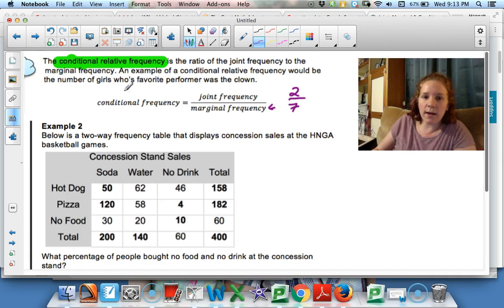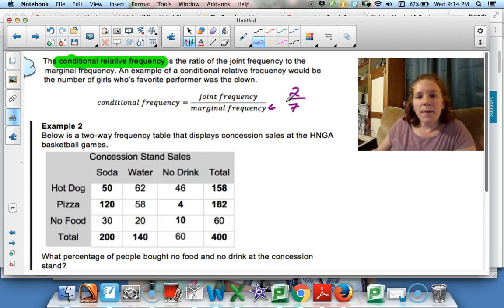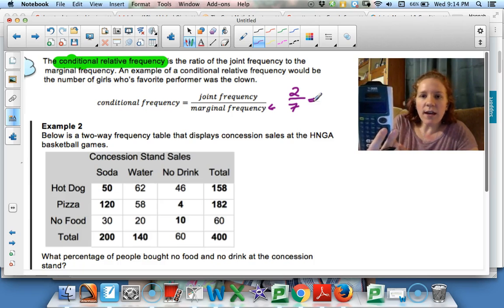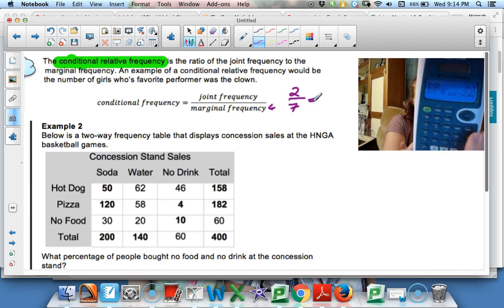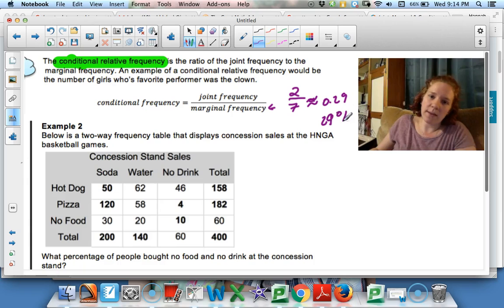So let's flip back real quick. I'm putting a joint frequency over a marginal, looking at girls who like clowns. So my joint frequency there is 2, the marginal is 7. Okay, so again, I'm going to actually divide that. Don't leave it as a fraction. You rarely see them as fractions. And it's going to be a crazy decimal here. If you can see it, you get 0.2857. Just round it to 29. That's fine. So it would be 0.29. You might want to do squiggles to say it's approximately 0.29, which would be 29%.